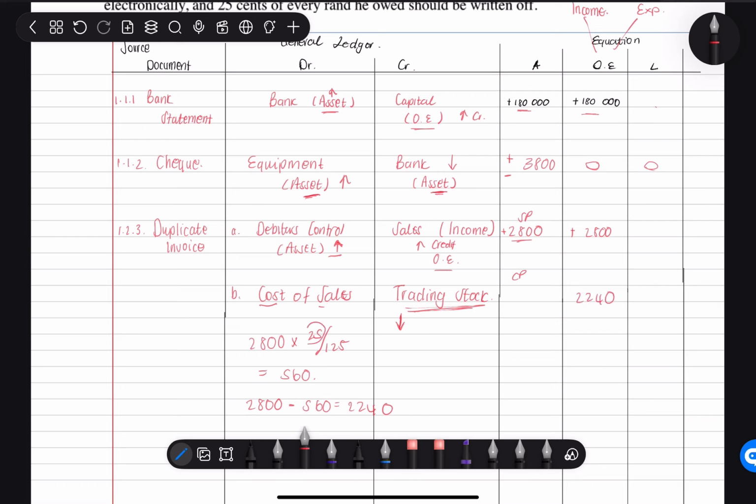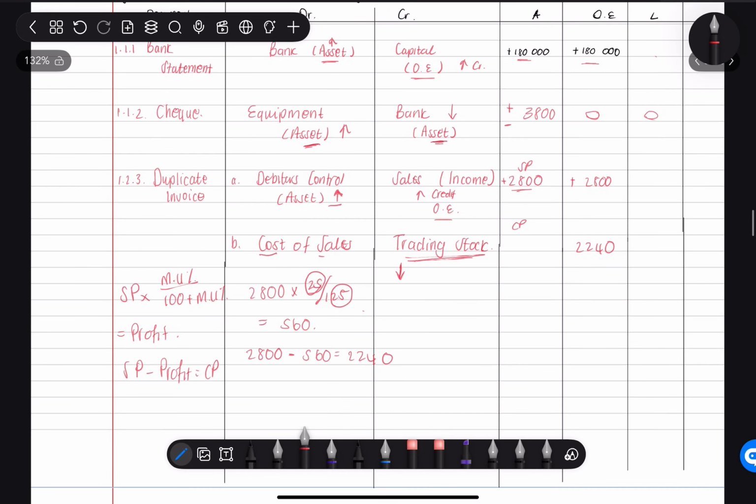So this is your markup here, and this is your markup here. We're saying selling price multiplied by markup percentage over 100 plus markup percentage is equal to your profit. So we know selling price minus profit will equal cost price. There probably is a simpler formula. When I think of it, I'll let you know. I think I took the longest route to arrive at the answer. But if you can think of it, please feel free to jot it down. Okay, and we get our cost price of 2,240.